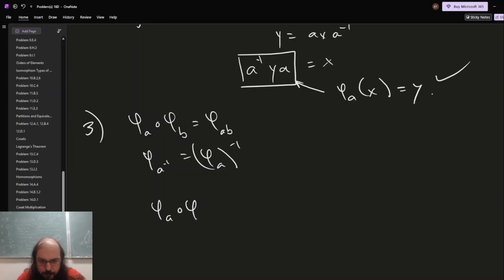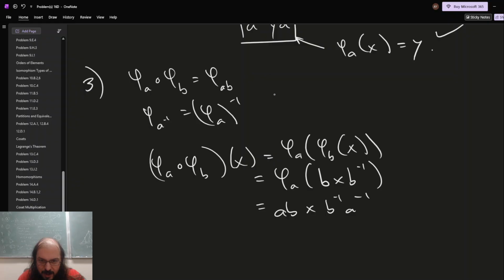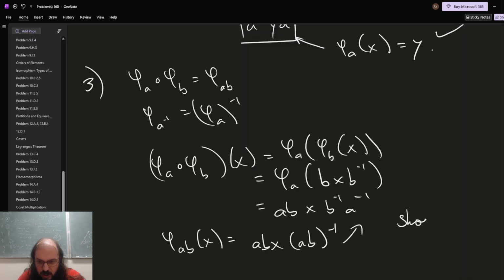So phi A of phi B of x equals phi A of bx B inverse, which is ABX B inverse A inverse. And now I need to get that that's also the same thing as phi AB. So let's calculate that. That is ABX, AB inverse. And these two things are equal by shoes and socks. Right, AB inverse equals B inverse A inverse. All right, that handles this part.